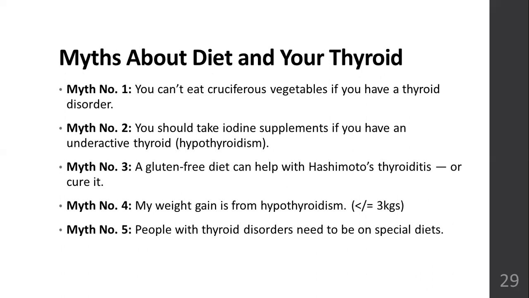Myth: people with thyroid disorders need to be on special diets. It's not true. You can be on a very normal diet, just making a few changes here and there. If you were completely on soy-based products all this while, shift to almond, oat milk, plant-based milk. You can still use tofu and soy milk here and there, but don't be completely dependent on soy products if you are a vegan and you have hypothyroidism. These are the small changes that you have to make. You don't have to be on any special diet.